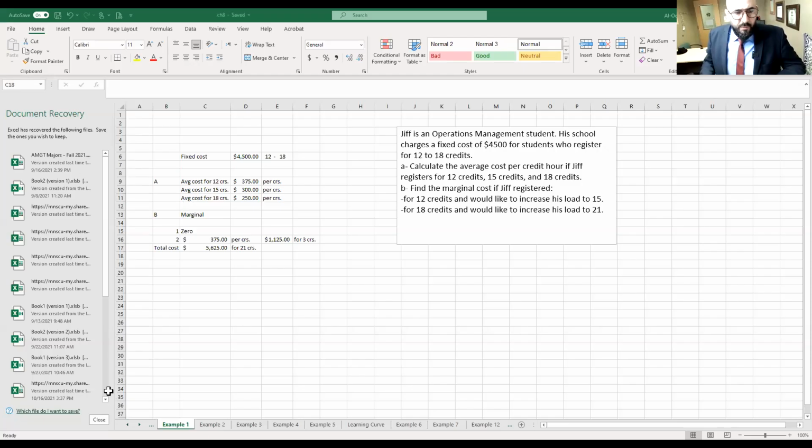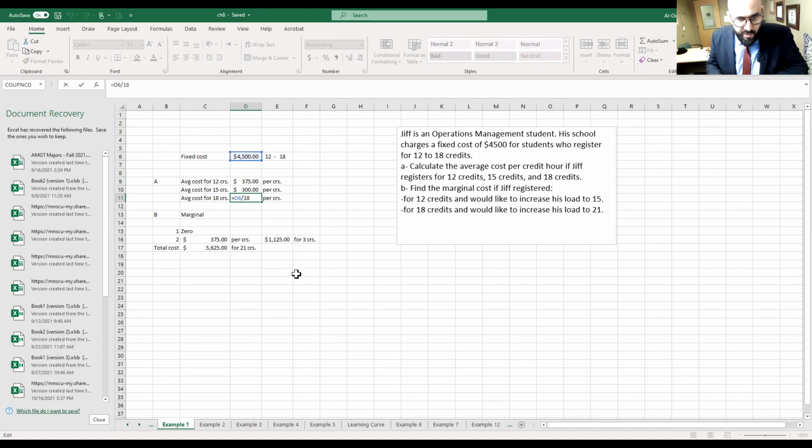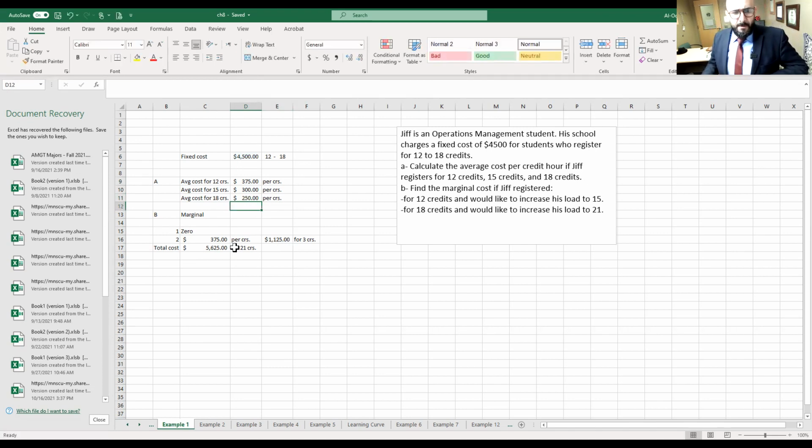So if we need to use Excel, we could. We have a fixed cost of 4,500 if a student registers for between 12 and 18 credits. The average cost for 12 credits would be 4,500 divided by 12, and that's 375. For 15 credits, you divide the total cost by 15, which gives you 300. And if you want to find the average cost for a student registered for 18 credits, you divide the 4,500 by 18, which gives you 250.